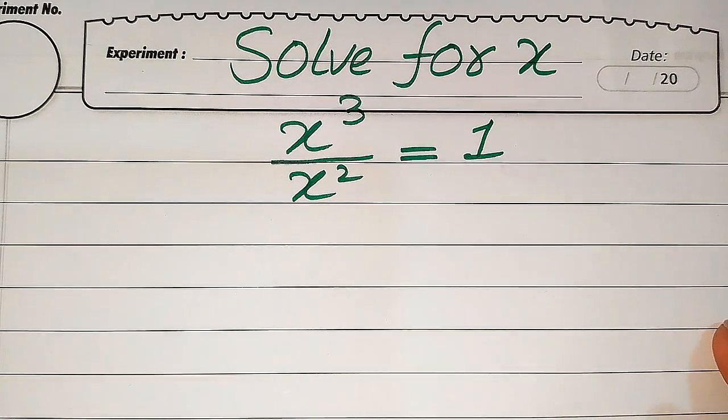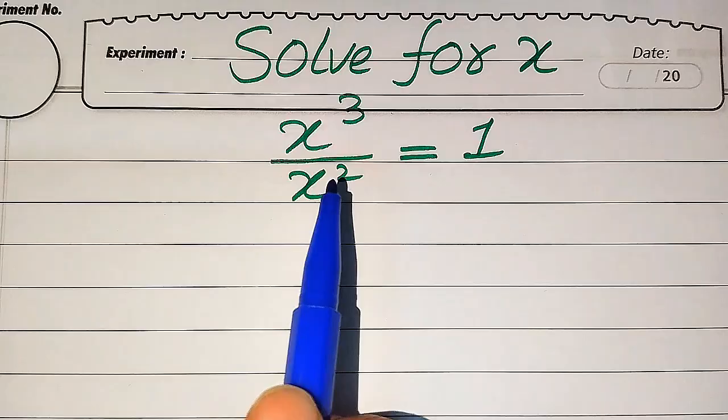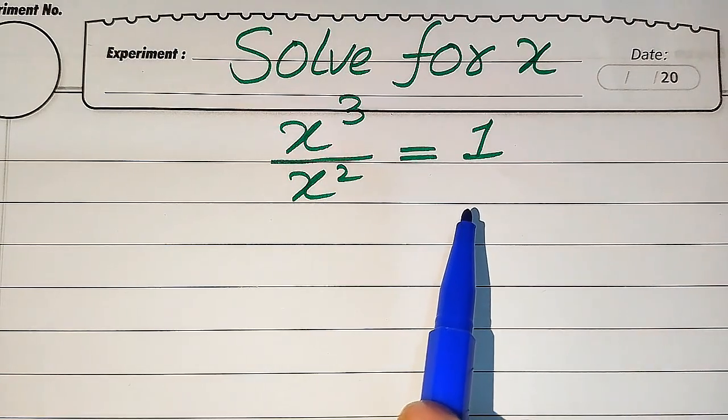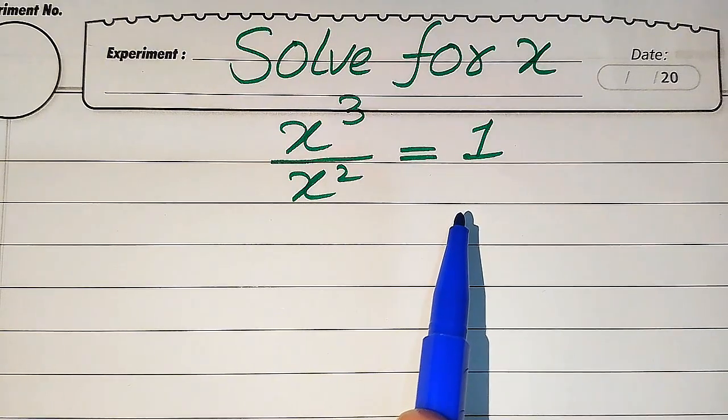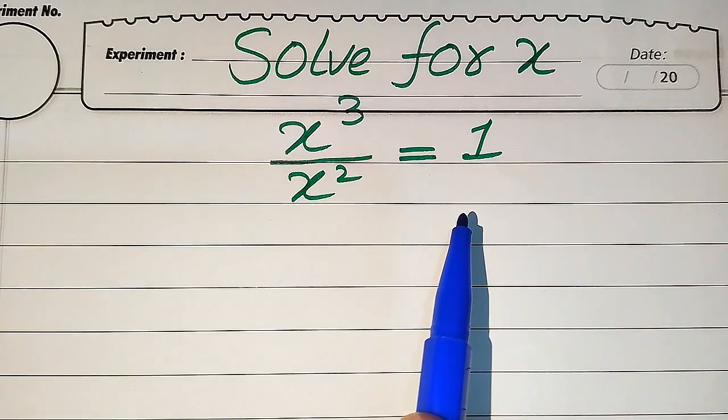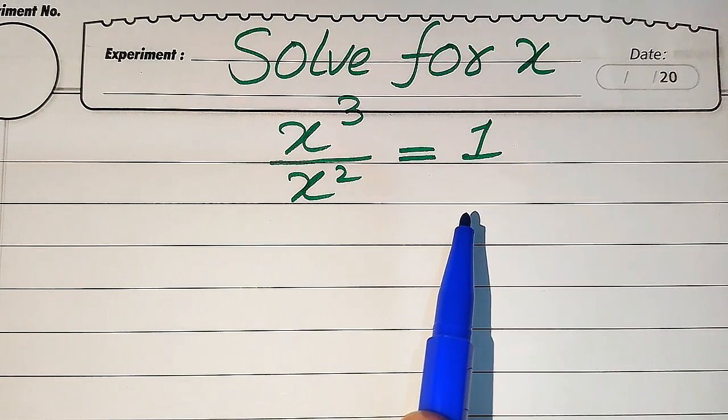Hello everyone, how to solve this problem for the values of x if we have x cubed divided by x squared equals 1, and we solve this problem for all the values of x. So here first we find all the roots of this equation, and at the last we will verify which of the roots are solutions and which of the roots are extraneous roots.